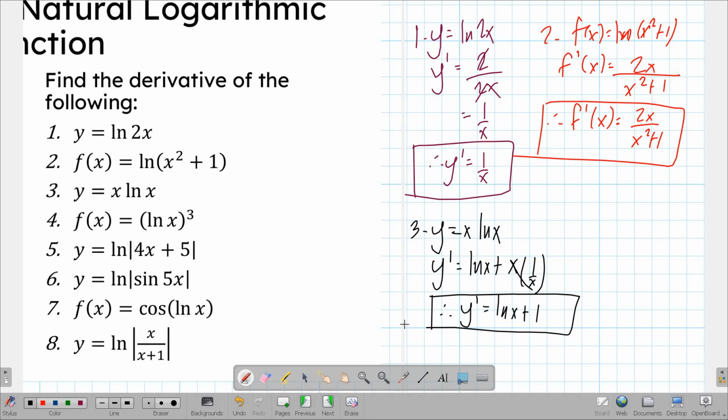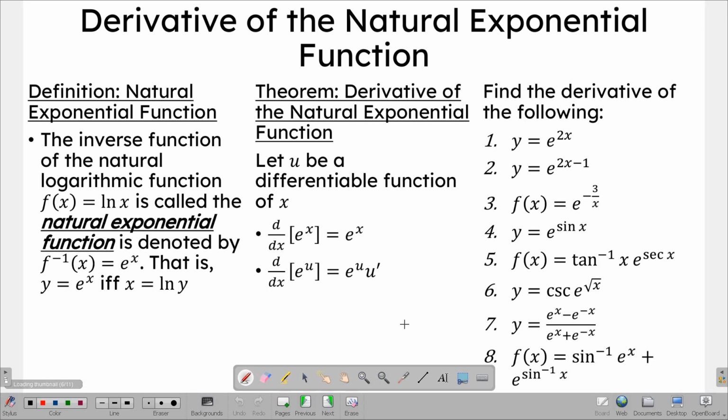So now that we have the natural logarithm function, we will also have the natural exponential function, which is the inverse of the natural logarithm function. So the natural exponential function definition will use the algebraic definition. Now, the derivative of the natural exponential function is one of the easiest rules to remember, because the derivative of e raised to x is simply e raised to x. And its chain rule version, the derivative of e raised to u, where u is a differentiable function, is e raised to u times u prime.